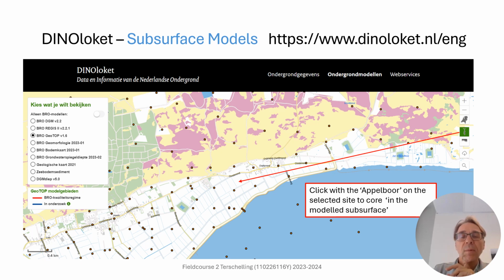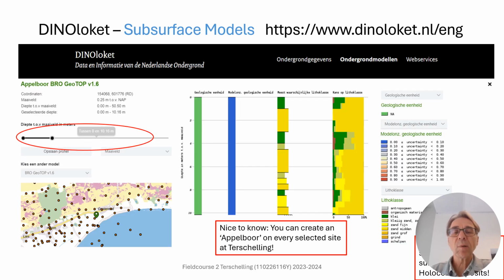Okay, we already talked about the real cores, and we're now going to talk about the synthetic cores or the modeled cores. These are also called the appelboor. You can basically click on any site in the modeled subsurface, so you do not necessarily need to click on a core site. You can click on any site in between the cores, everywhere, to generate an appelboor. And this is what it looks like.